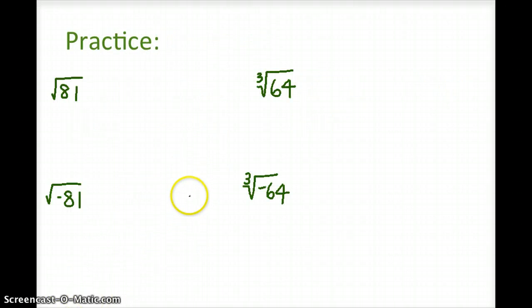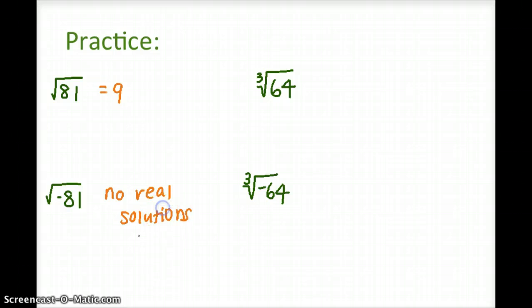So here's some practice problems. I'm sure you maybe know how to do this already, but we're going to review it. So the square root of 81, you're going to ask yourself what number squared equals 81, and that's 9, because 9 squared equals 81. Then the next question says the square root of negative 81, and this actually has no real solutions.